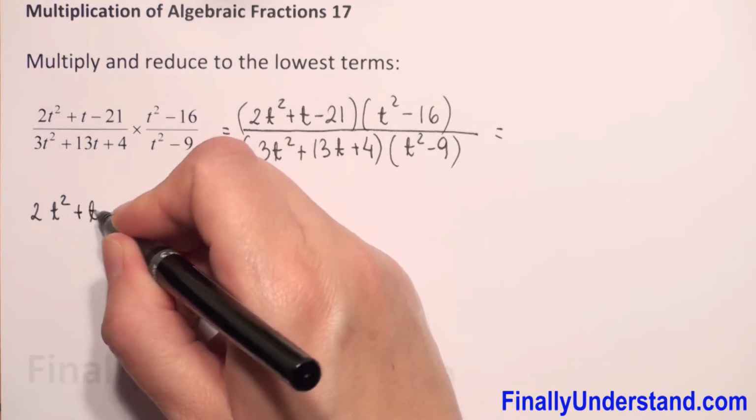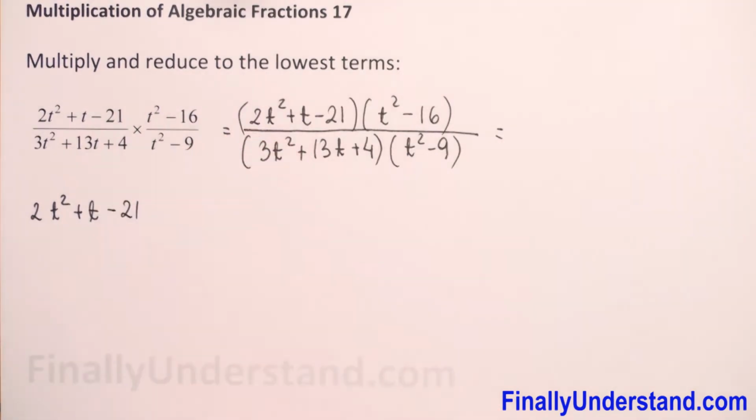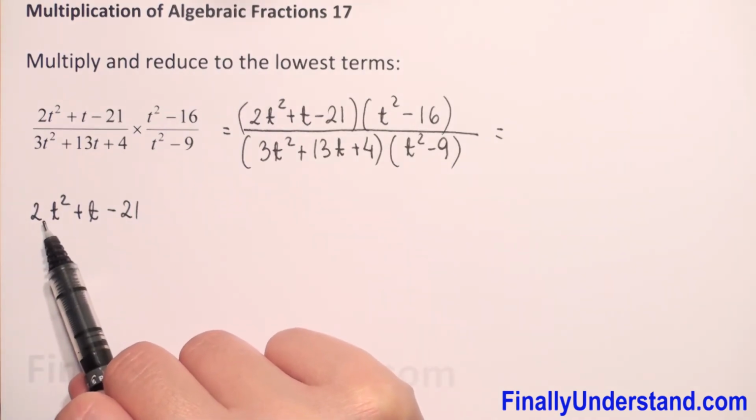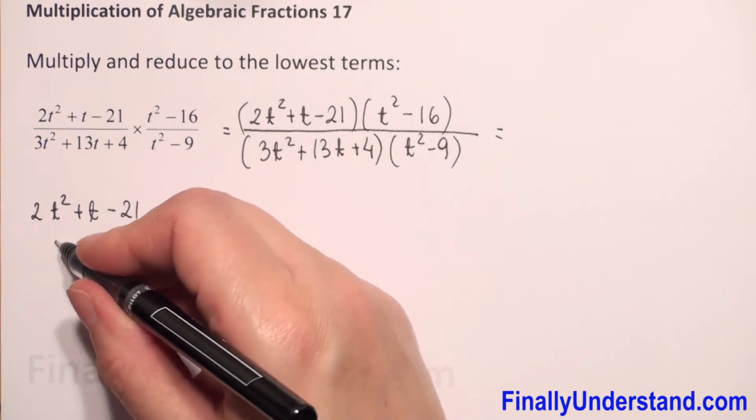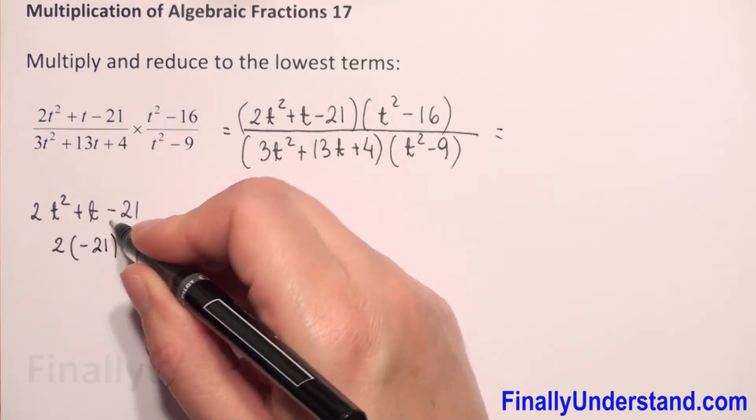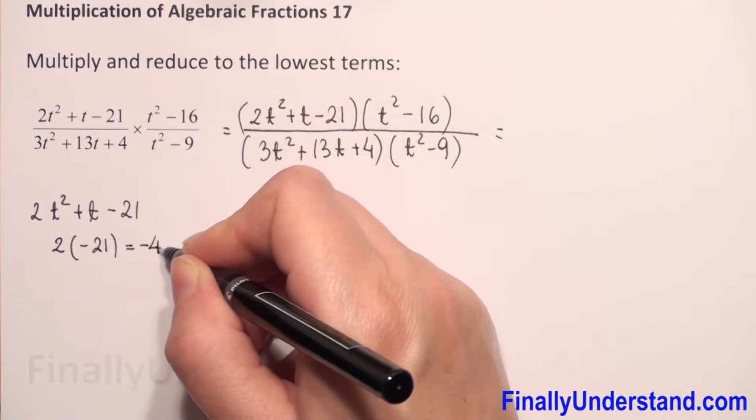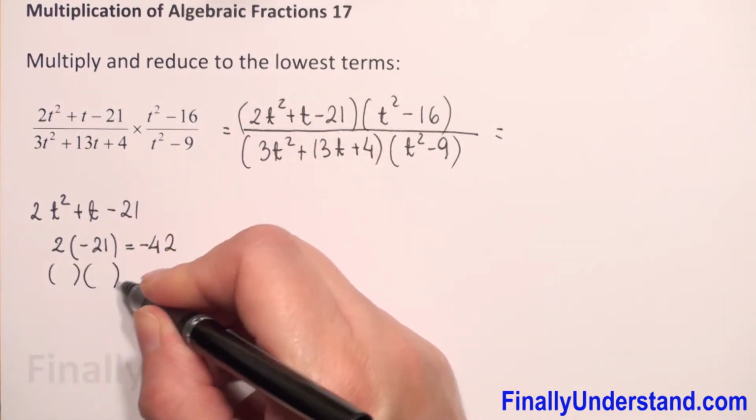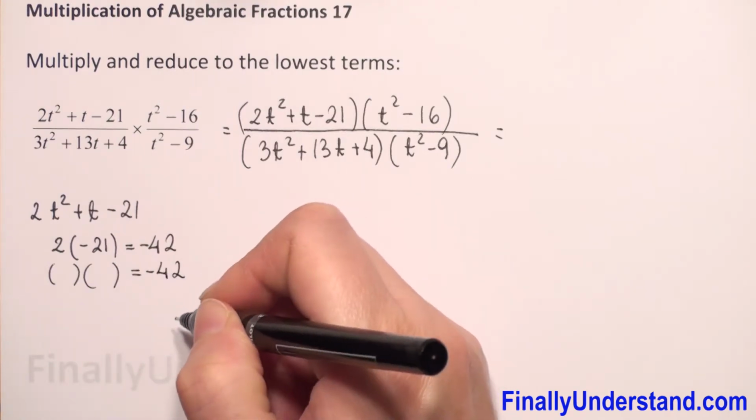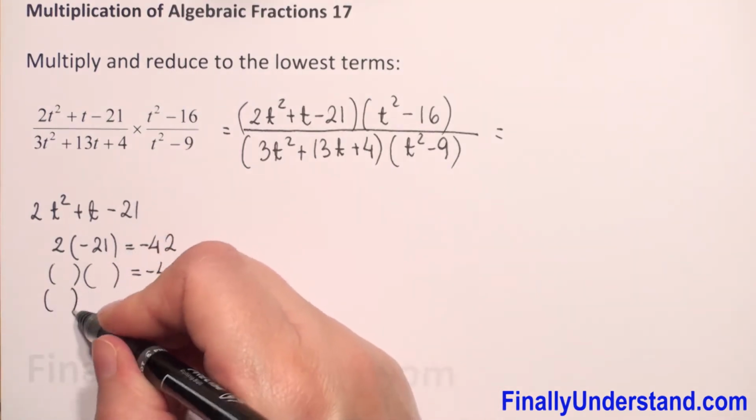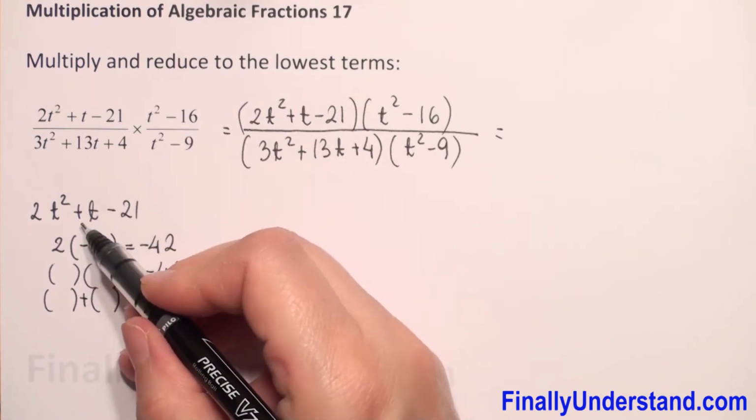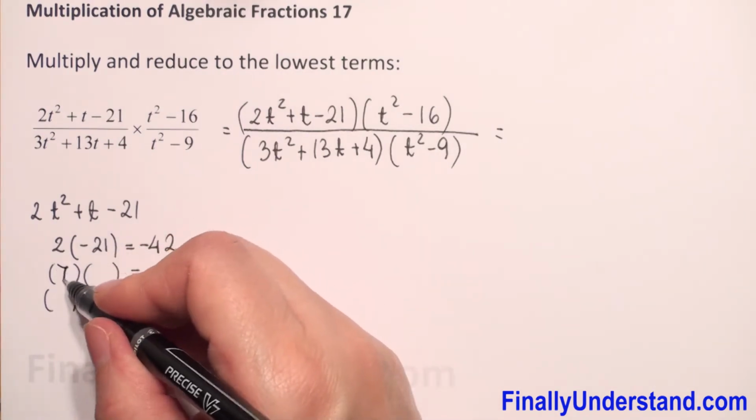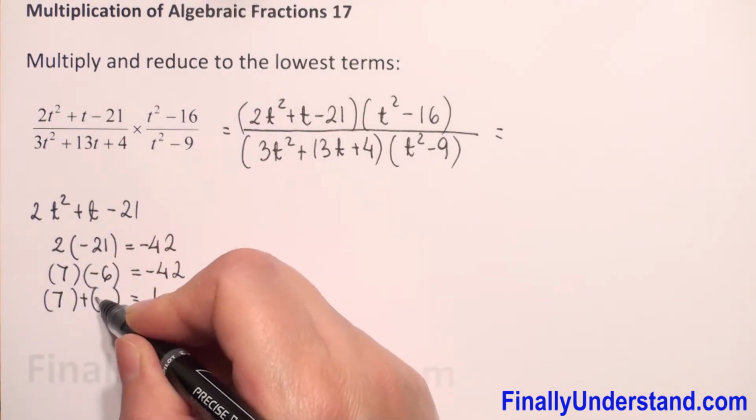We will try to use the grouping method to factorize this trinomial. Because the coefficient before t squared is different than 1, first we have to multiply 2 times negative 21, the constant, so this is equal to negative 42. And now we have to find two numbers which I multiply, and I will have negative 42, and when I add them I have to have 1. The coefficient before t is 1. So it will be 7 and negative 6, of course.